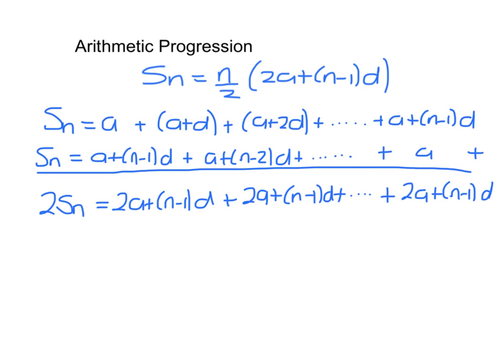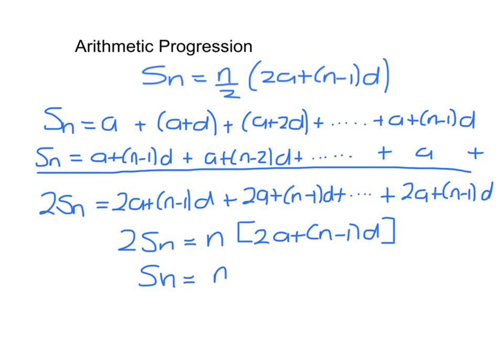Now there are n terms in the sequence, so we know that multiplication is the shorthand way for repeated addition. So 2Sn equals n upon 2a plus n minus 1 times d. So Sn equals n over 2 upon 2a plus n minus 1 times d.